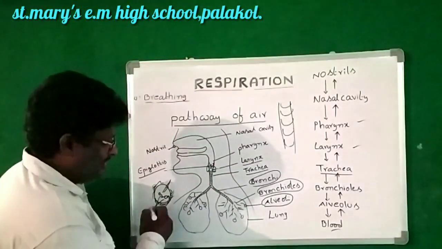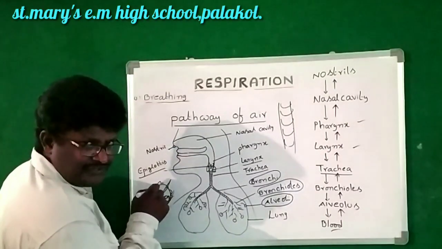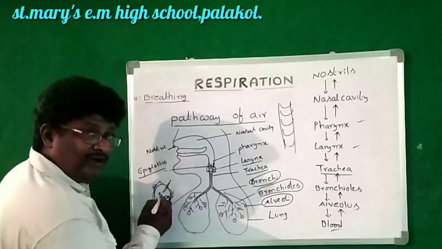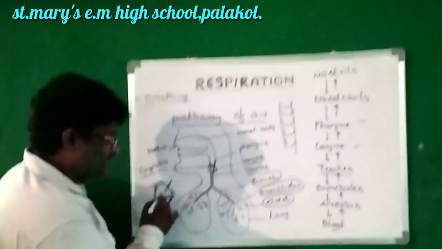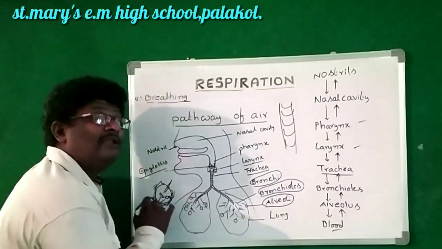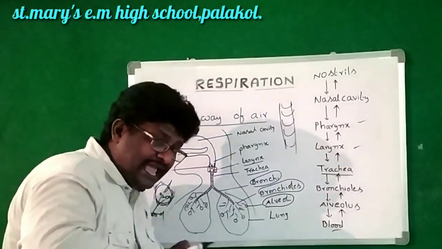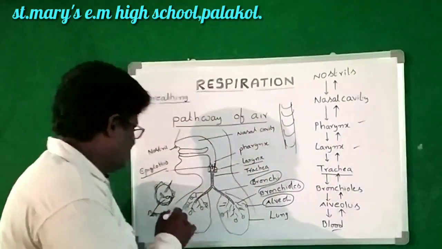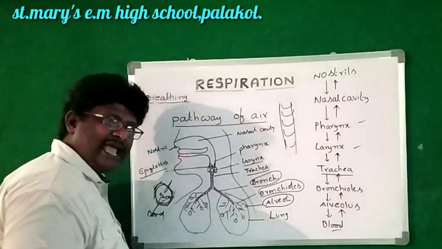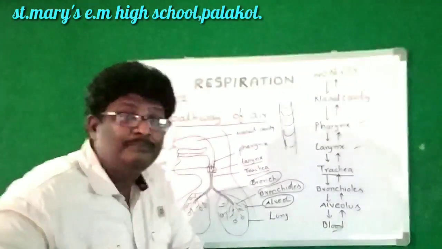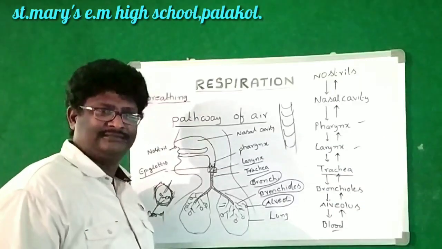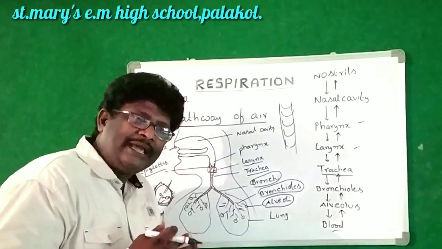This blood releases the CO2 into the alveoli. So now this alveoli is having oxygen. This oxygen is entered into the blood with the help of capillaries. It means the gas exchange takes place in the alveoli with the help of blood capillaries.